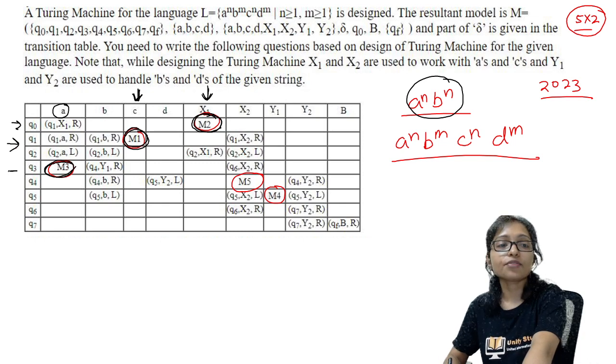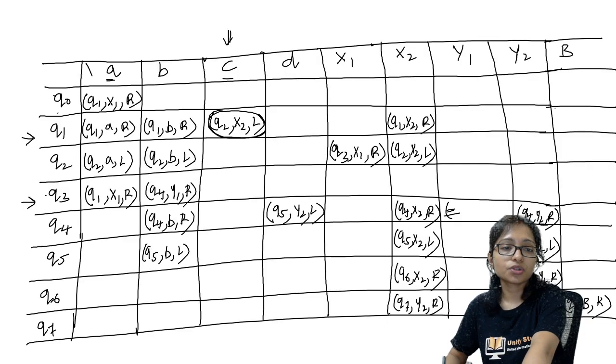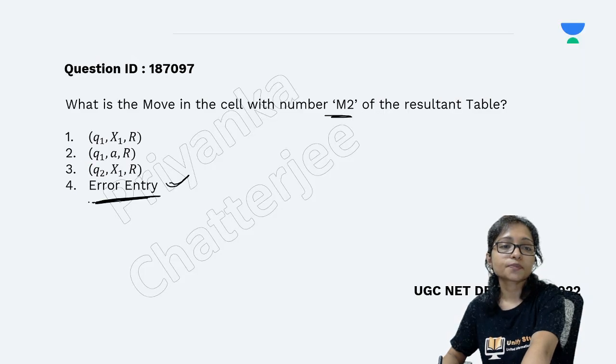M3 is, if you are in Q3 and you are getting A, what is the value? So check it. Q3, you are in A, what is the value? Q1 X1R. That is your result. Q1 X1R. That is your M3. So go to the question.